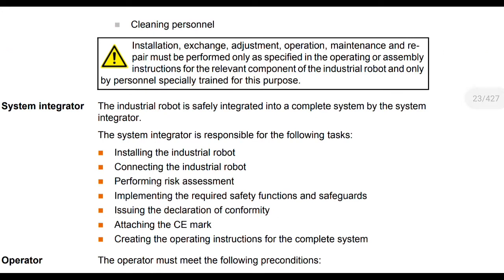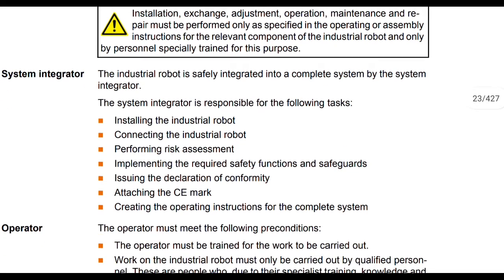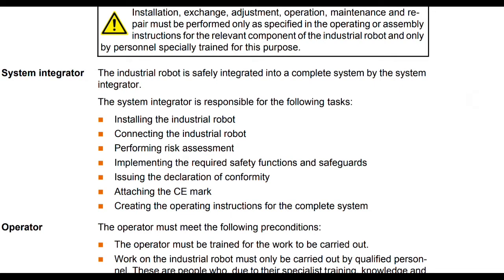System integrator. The industrial robot is safely integrated into a complete system by the system integrator. The system integrator is responsible for the following tasks: installing the industrial robot, connecting the industrial robot, performing risk assessment, implementing the required safety functions and safeguards, issuing the declaration of conformity, attaching the CE mark, creating the operating instructions for the complete system. Operator.